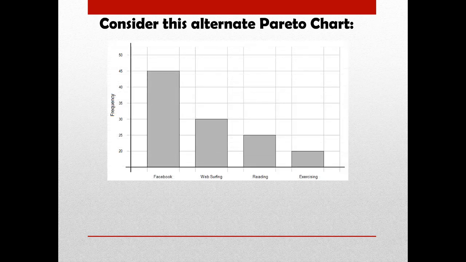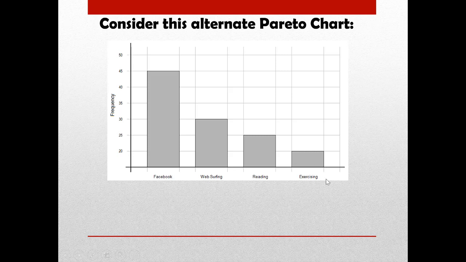Well, here's a Pareto chart for that same data that we just did. You'll see that Facebook goes up to 45, web surfing goes up to 30, reading goes up to 25, exercising goes up to 20. So this has all the same information as the original Pareto chart, but this one is built in a way that can be misleading to people. Why could it be misleading?